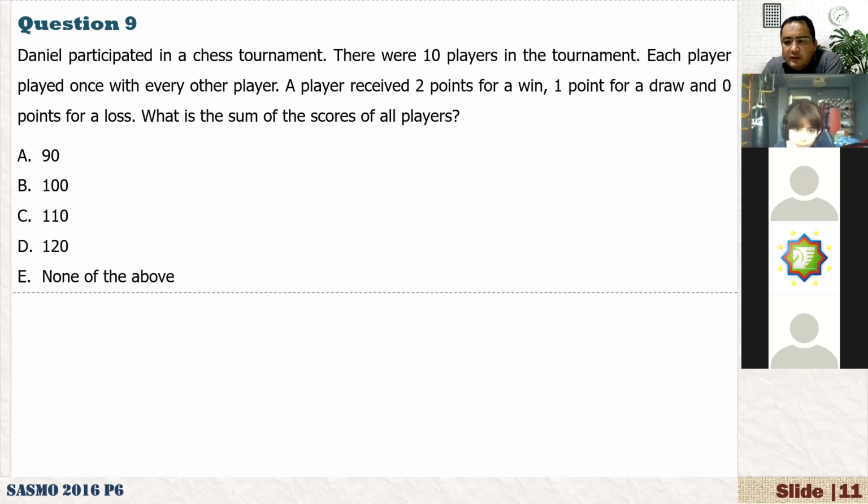Okay, next, Aydin, I think it's your turn. Read it. Daniel participated in a chess tournament. There were 10 players in the tournament. Each player played once with every other player. The player received 2 points for a win, 1 point for a draw, and 0 point for a loss. This is the sum of the scores of all of the players.